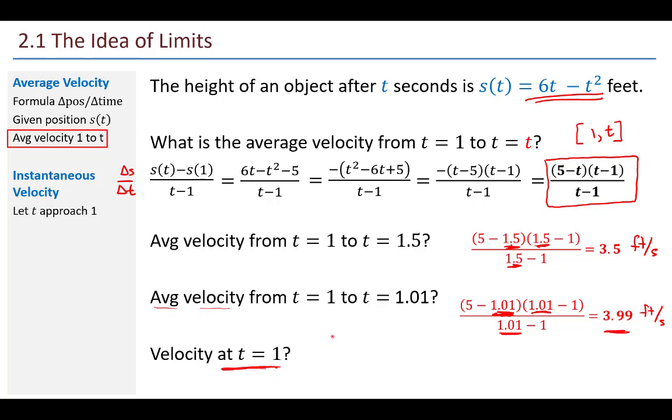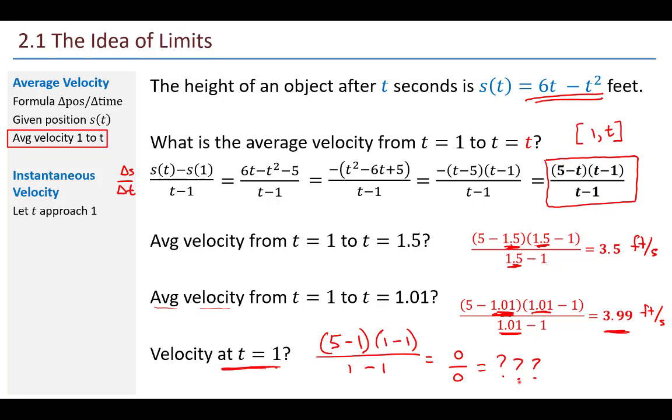I get 5 minus 1 times 1 minus 1, all over 1 minus 1, which is 0 divided by 0. And that is just weird. You can't do anything with that. 0 over 0 is undefined.